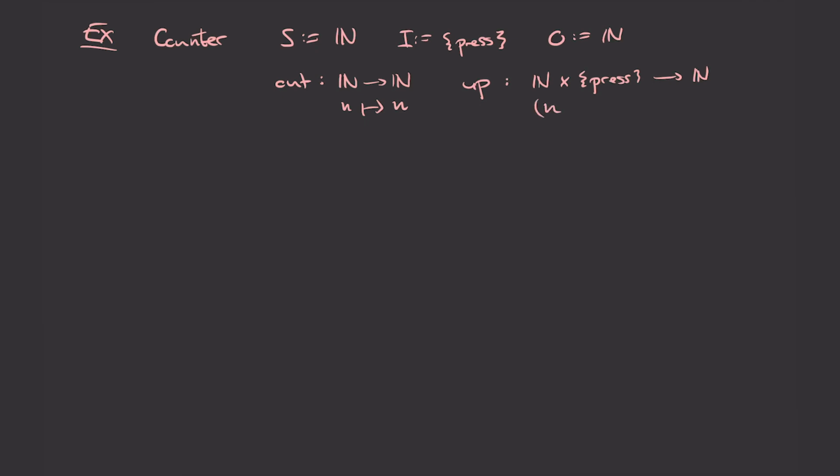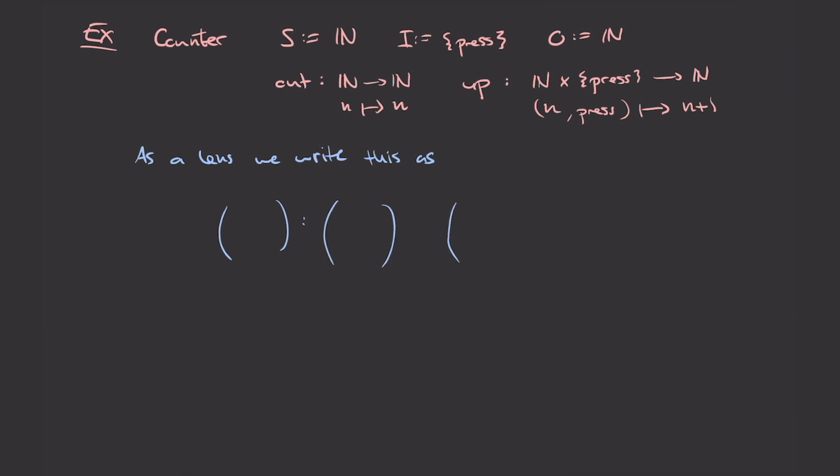What does the update function do? Well, it takes a natural number n along with this only element in the set press and increments the count by 1, so maps it to n plus 1. All right, so that's the data we had for our AB Moore machine. And now how do we represent this as a lens? So as a lens, we have to specify what the pass forward and pass back maps are, and also what the domain and codomain interfaces are.